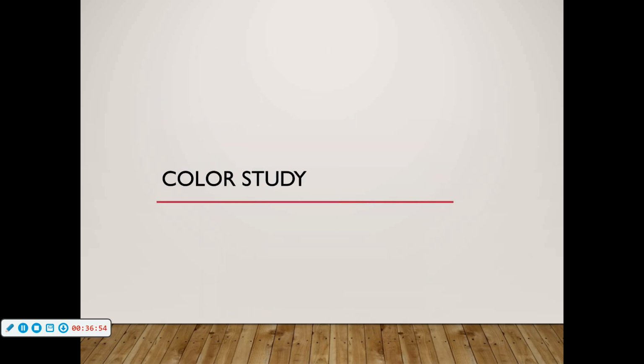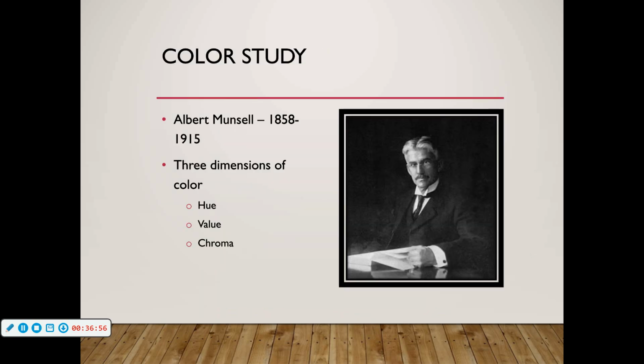So what is color study? We're going to talk about 2 historic gentlemen here. The first is Albert Munsell. You might recognize his name from the new Munsell Student Color Set, the textbook that we have for this class. He was born in 1858 to 1915, and he says that there are 3 dimensions of color: hue, value, and chroma. We're going to discuss what those are here in a little bit.